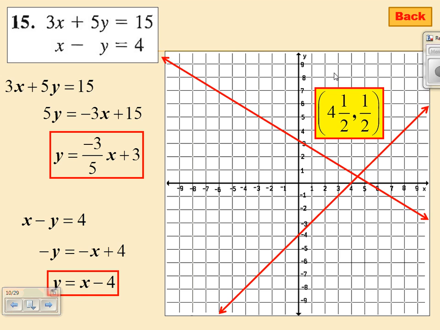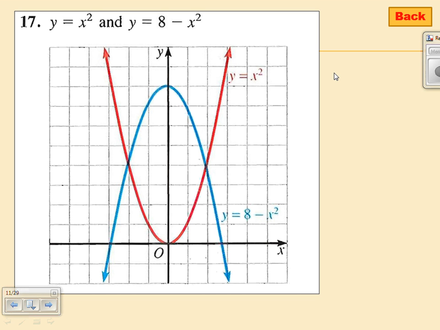For number 17, all you had to do is really see where both parabolas intersect at. They both intersect at -2, 4 and 2, 4. And really what they wanted you to do is to see if both coordinates work in both equations of the parabola. And they do.